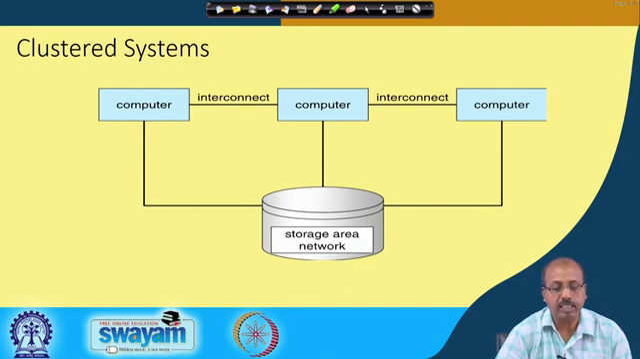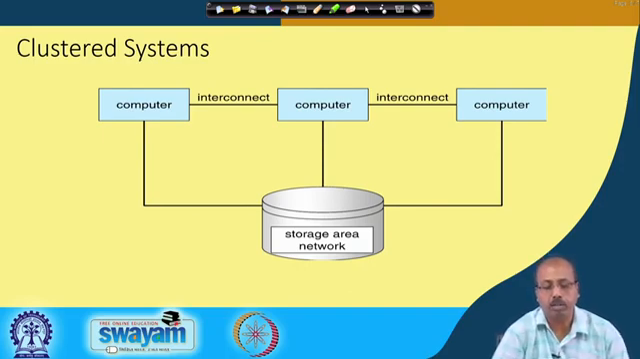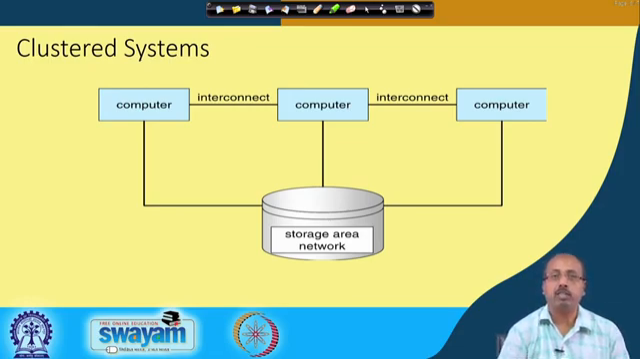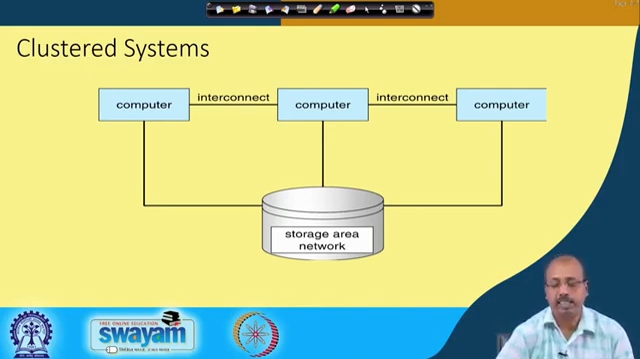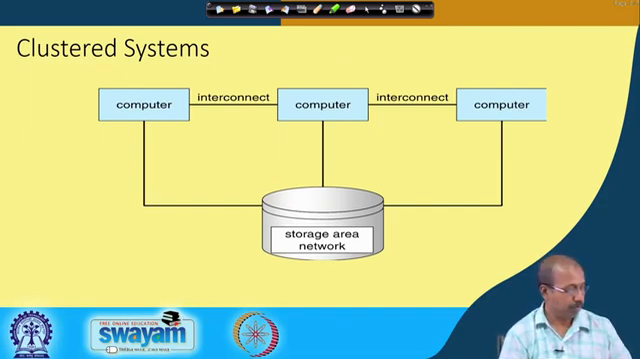So, this is the clustered system that we have. We have a number of computers interconnected in some fashion, and there is a storage area network. The storage area network consists of a set of servers, and these computers can send messages to it asking for some data item. The network will determine which server it needs to access to get the corresponding data item and then send it back to the requesting computer. So, this is the clustered system.